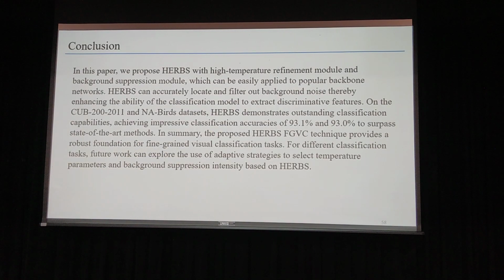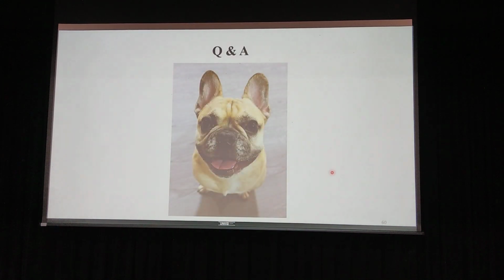Okay, here is our conclusion. In this research, we propose Herbs with a high temperature refining module and a background separation module. And it can improve accuracy to 93.1% and 93% for different classification tests. Future work will explore the use of adaptive strategies to select temperature parameters and background separation intensity based on Herbs. Okay, thank you for your attention.